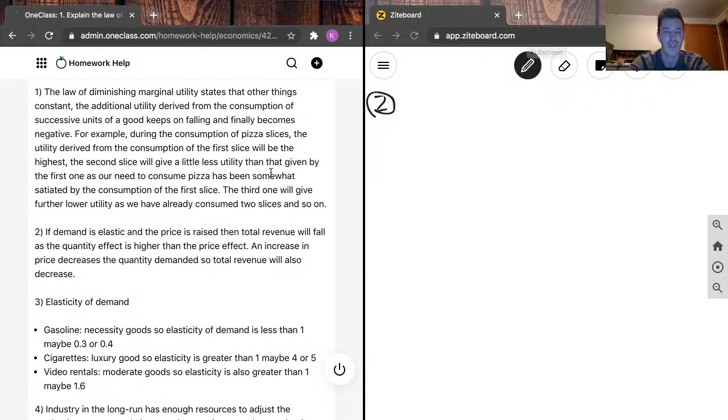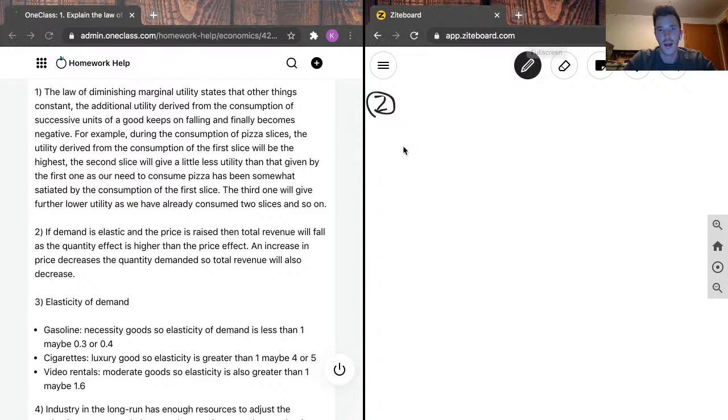For example, during the consumption of pizza slices, the utility derived from the consumption of the first slice will be the highest. The second slice will give a little less utility than that given by the first one, as our need to consume pizza has been somewhat satisfied or satiated by the consumption of the first slice. The third one will give further lower utility, as we have already consumed 2 slices, and so on.